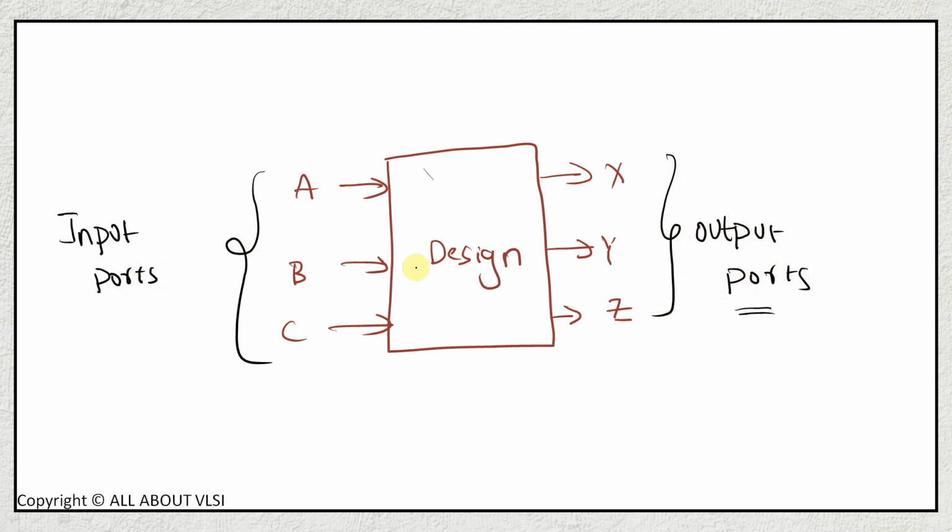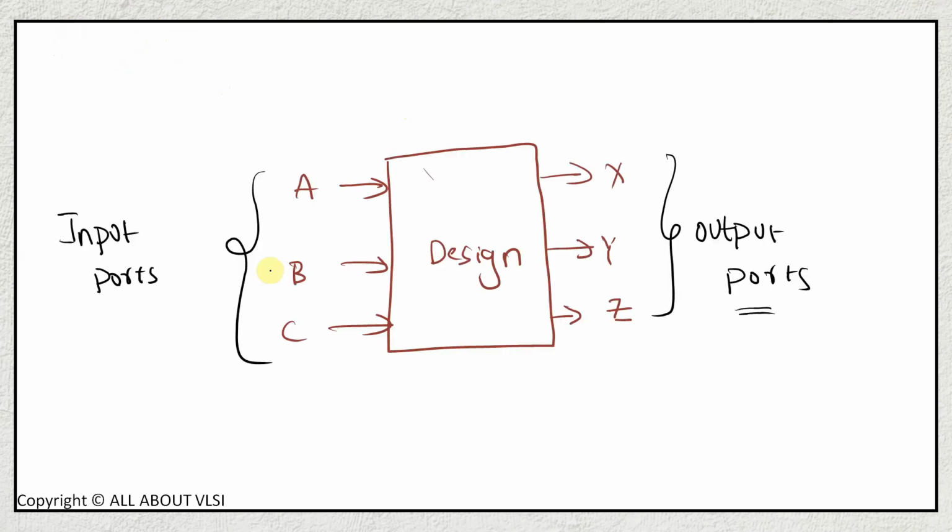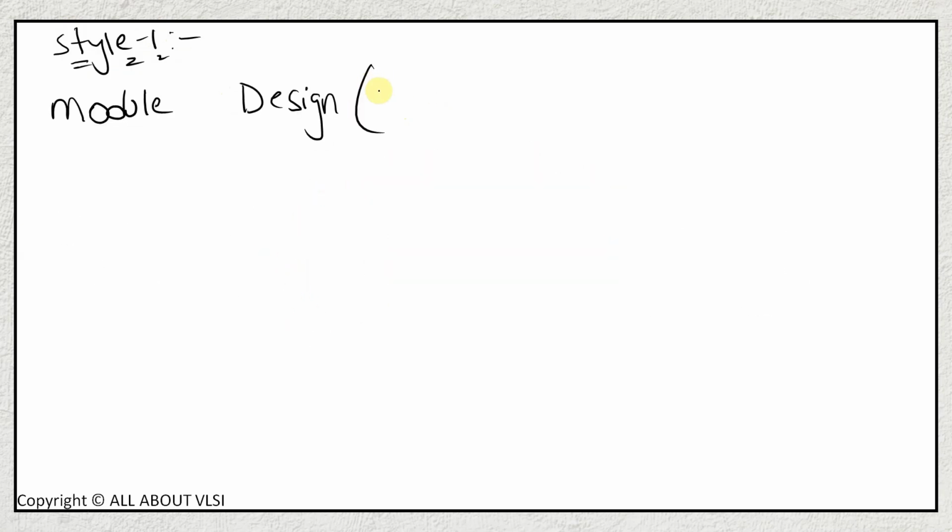For this particular design, let us try to write the module. We will simply write module followed by design as your identifier, and I'm using style one. In style one, we are just going to declare your ports. What are the ports we have? A, B, C are your input ports: A comma B comma C. And what are your output ports? X, Y, and Z. So we will simply write X, Y, and Z.